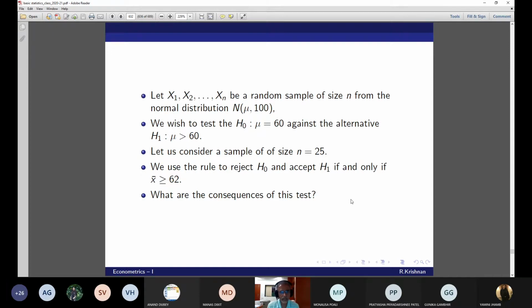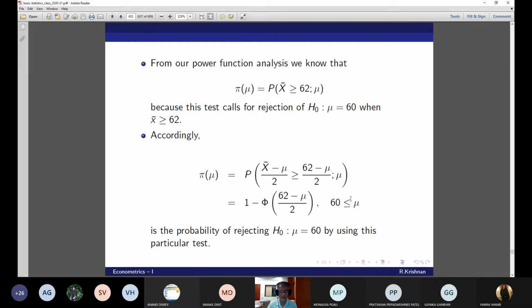Okay. This is the problem setup. We use the rule to reject H0 and accept H1 if and only if X bar is greater than 62. What are the consequences of this test? From a power function analysis, we know that pi(mu) equals P(X bar greater than 62). Recall that I always wrote pi(mu, delta), where delta is the test procedure. It is an unnecessary notation, so I have dropped it. There is some test procedure behind this.